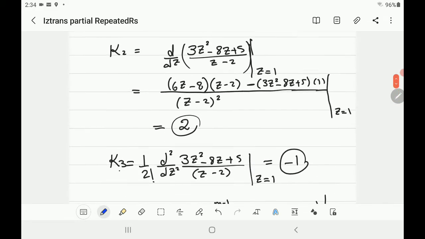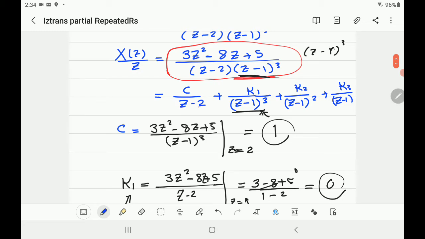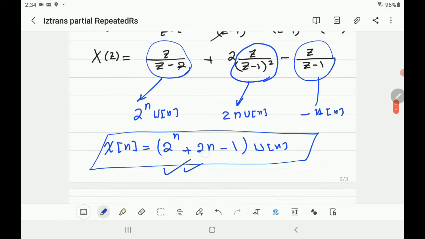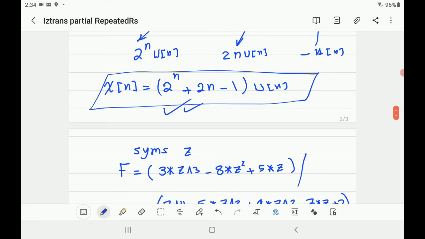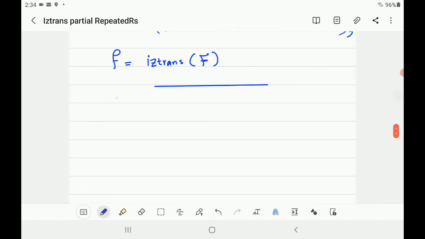Okay. There is another thing I want to say. Sometimes you need to find the constants C, K1, K2, K3 using MATLAB. There is a function in MATLAB that can give you these constants C and K1, K2, K3. The function is called residue. Let me show you how you can do it using MATLAB for the residue. Let me just write first X of z, if the expression is like that, and the question is to find the residue.